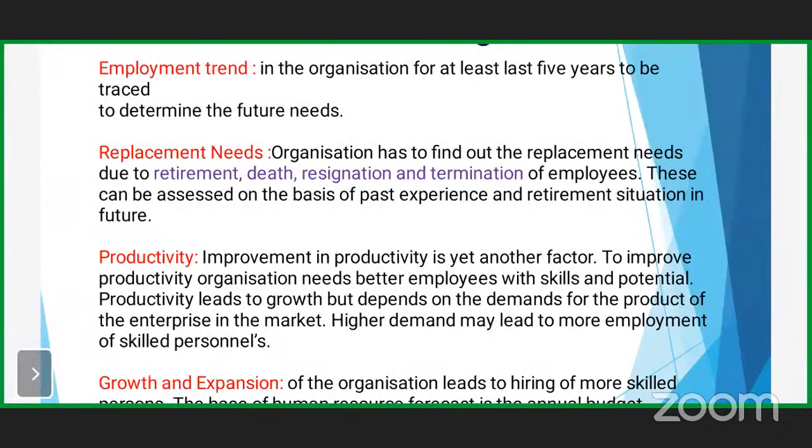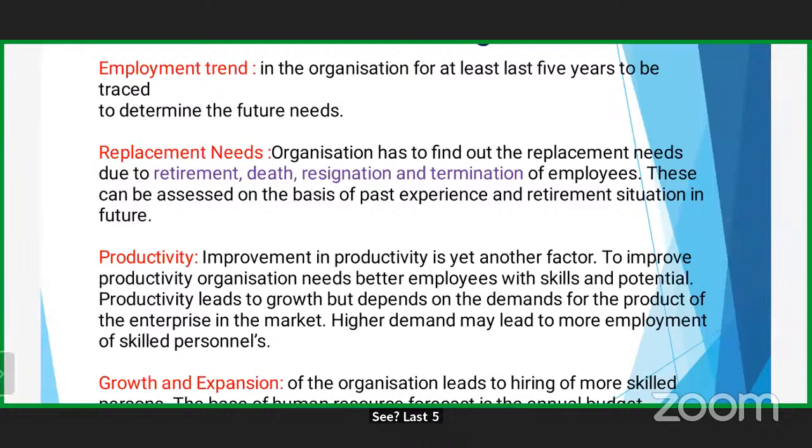Employment trend. Now, in employment trend, we can take the last 5-year data. Based on the last 5-year data, we can analyze the last 5-year trend of the human resource. Basing on this, we can take the future step. See, we can analyze the last 5-year data. Here we can take one ratio, one calculation.